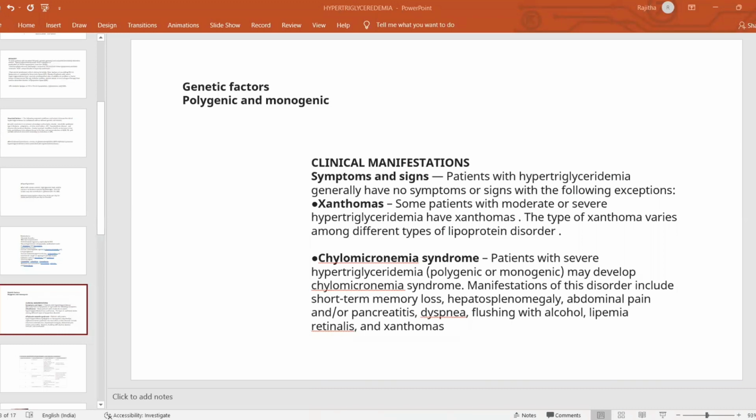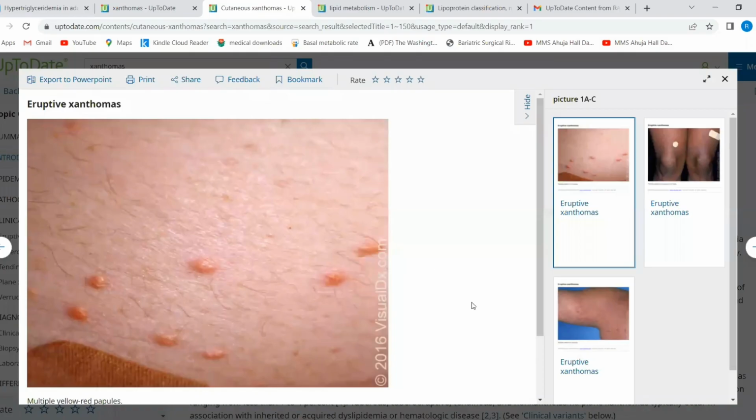So we have various kinds of xanthomas: eruptive xanthomas, tuberous, and, yeah, I hope you can see this picture.